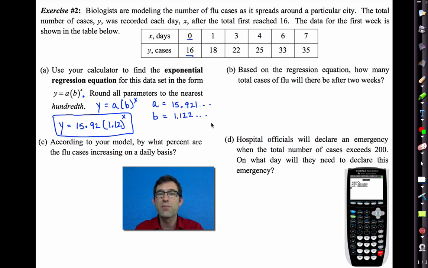All right, take a look at B. Based on the regression equation, how many total cases of flu will there be after 2 weeks? Well, how do we use our model to do that? Pause the video now and think about it.